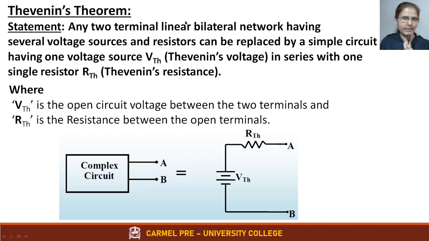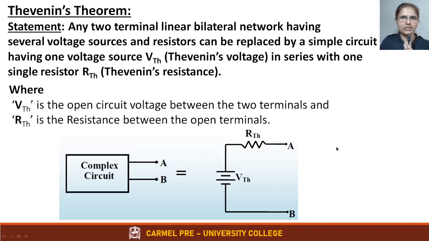So how do we understand this? The block diagram and the circuit diagram are here. Imagine you have a complex circuit with many voltage sources and many resistors. That entire complex circuit can be replaced by a simple circuit consisting of one voltage called VThevenin and one resistance called RThevenin connected in series. The output terminals remain the same. You are not changing them. This is Thevenin's theorem.